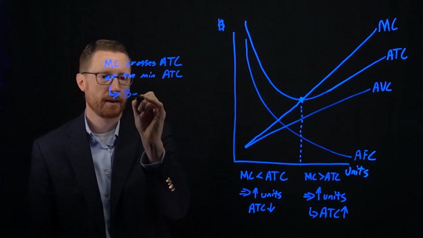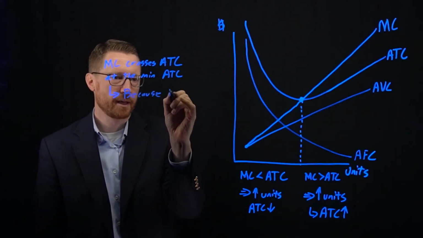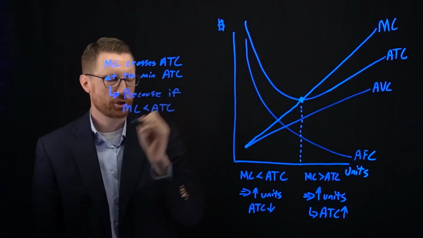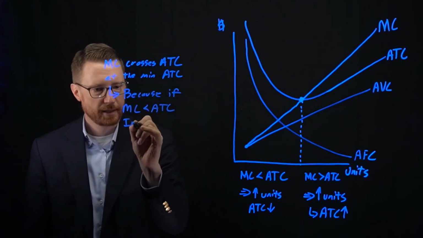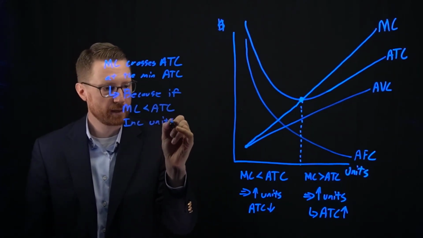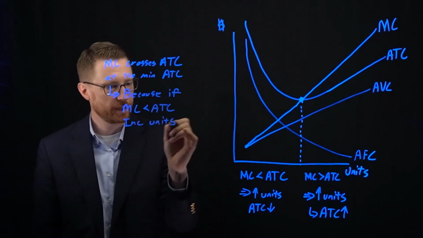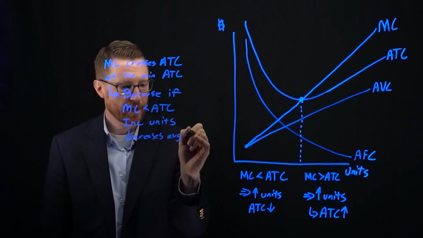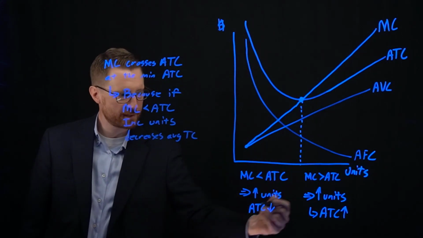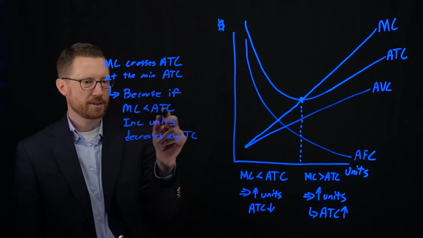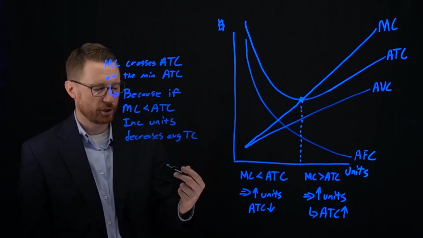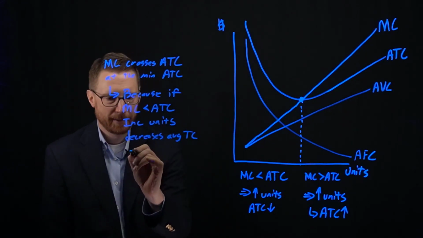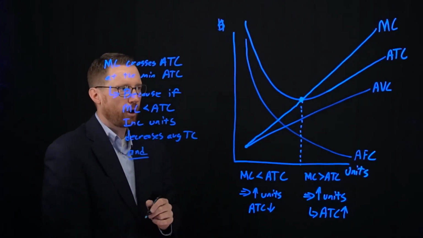Why? Because if marginal cost is less than average total cost, increasing units decreases the average total cost, right? This is this section. So if marginal cost is less than the average, then if we produce another unit at below average cost, what's going to happen? That's going to pull down our average cost. And here's the crossover point.